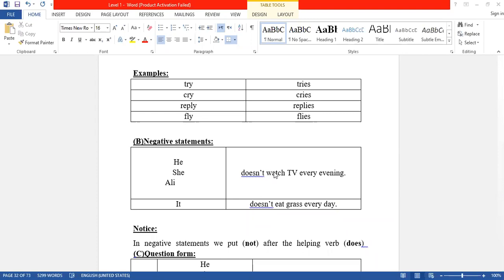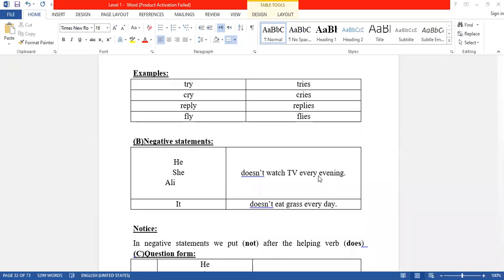مع إنه لاحظ الفعل منتهي بـ ch، في هذه الحالة أنا ما بضيف ال ch لأنه قبل الفعل في نفي doesn't. إذن إذا كان الفعل مسبوق بنفي يكون كما هو، ما بيحدث فيه تغيير، يكون infinitive. Well, he doesn't watch TV every evening.